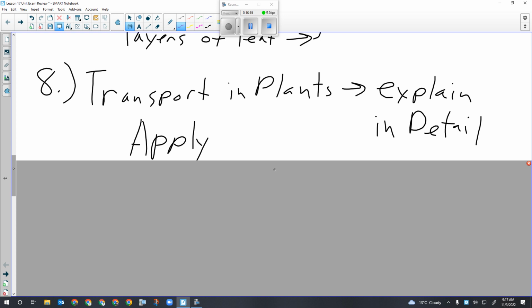If you just say, osmosis helps the plant transport water up, that is absolutely right, but lacking in detail. 2 or 3 out of 5.